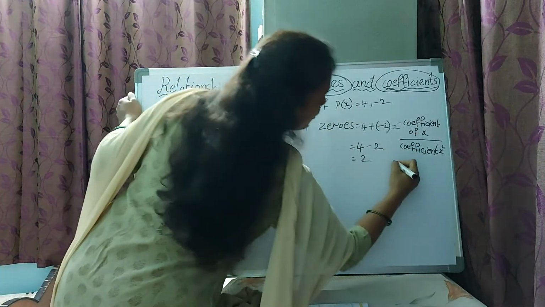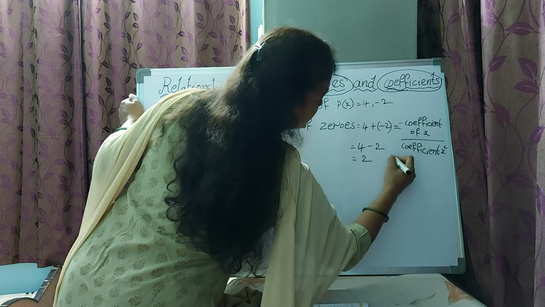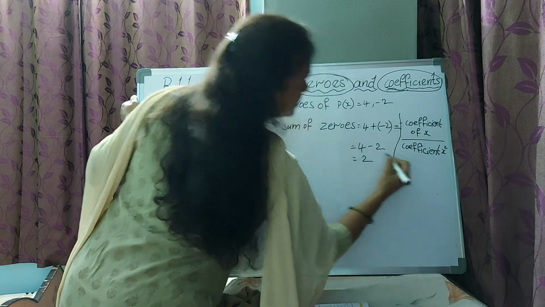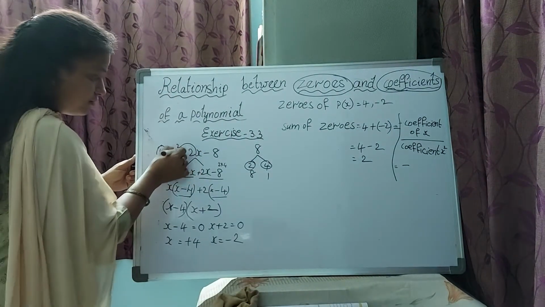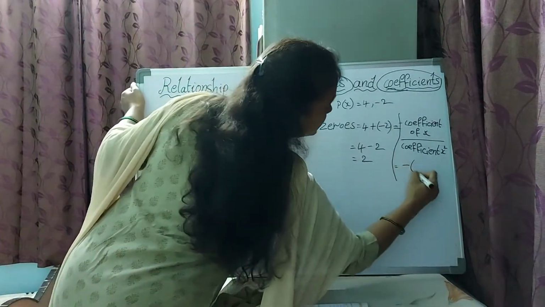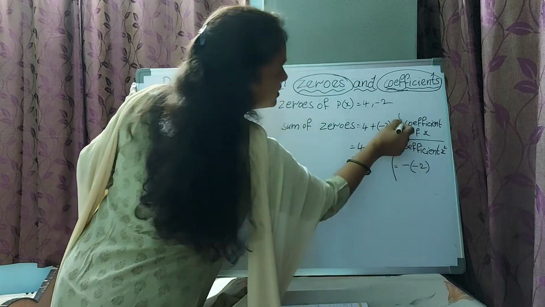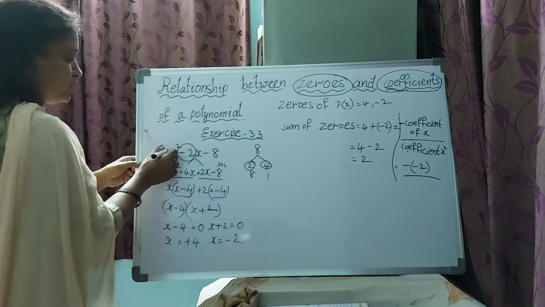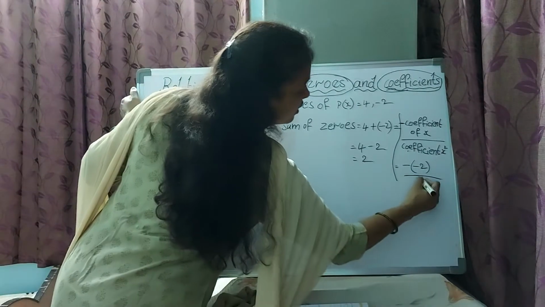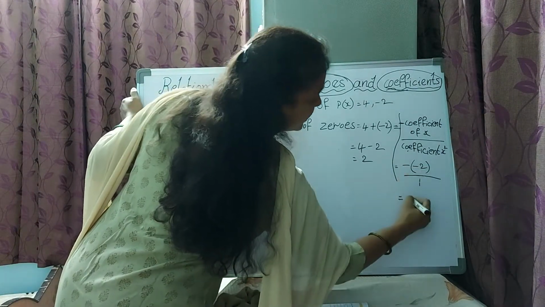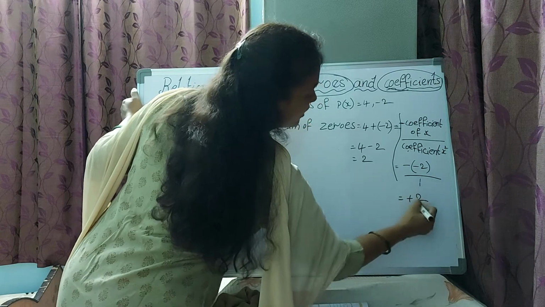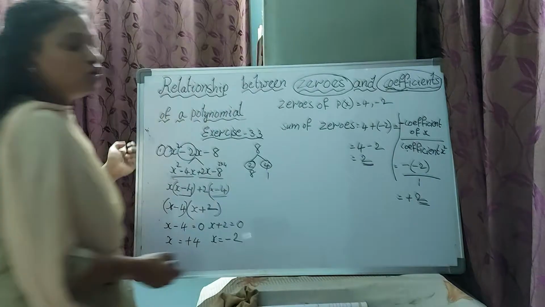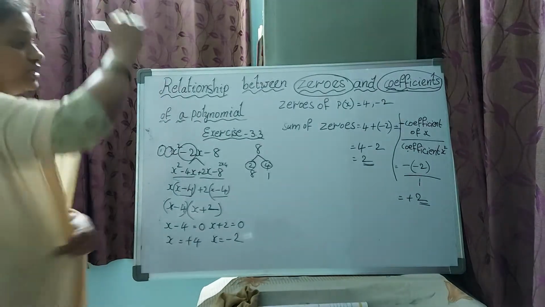So what is the coefficient of x? For this one I will write here, minus coefficient of x, minus 2. Minus of minus 2. Minus is there already in the formula. By coefficient of x square. What is the coefficient of x square? 1. So minus into minus, plus 2. 2 by 1 is nothing but 2 only. So these two are verified. Both are equal.